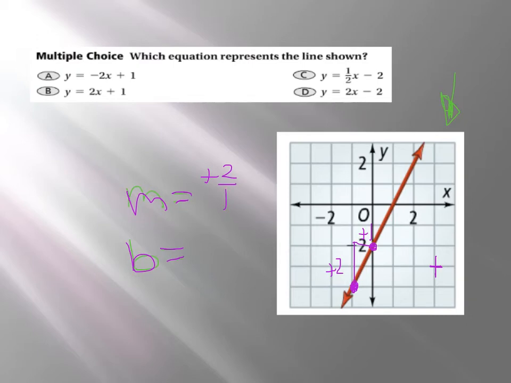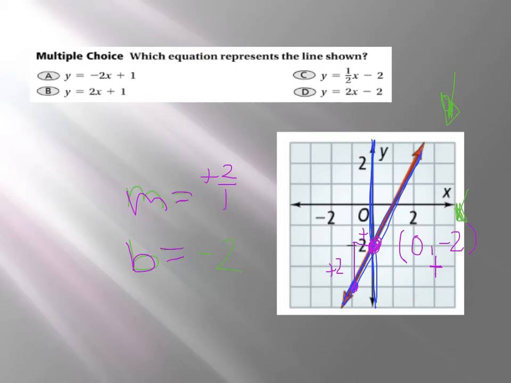And then my b here is, when I look at this graph right here, I'm looking for where it crosses my y-axis. So where did those two lines meet? And they met right at this point. And you only use the y here. So if I write out this point, this would be 0, -2. But this right here is the number of my b. The y part is my b. So my b is going to be -2.